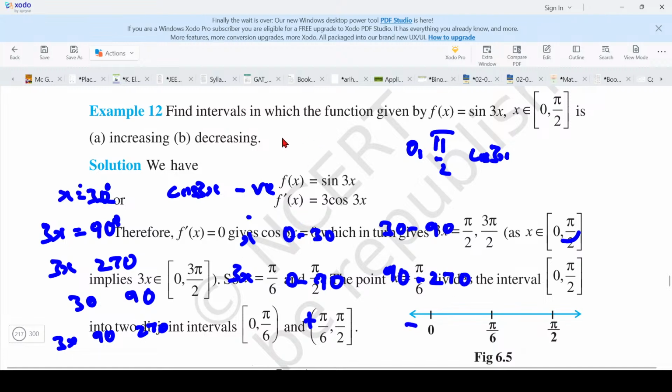What does that mean? The function is increasing when the slope is positive, between 0 to 30, and decreasing when the slope is negative, between 90 to 270 for 3x. That is x between 30 to 90. Understood? 0 to pi by 6 it is increasing and pi by 6 to pi by 2 it is decreasing, because we are talking about x, not 3x. Understood? Cool.